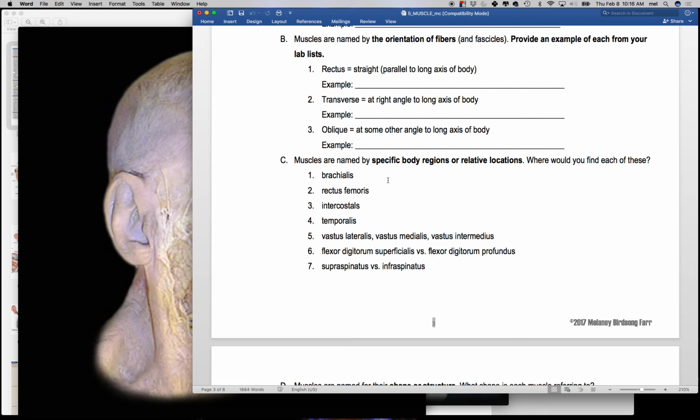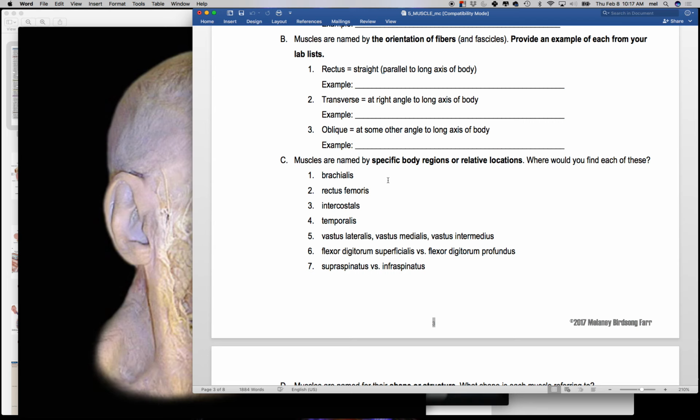If it is a muscle called the rectus femoris, you know that it's straight up and down, running over what bone? The femur, exactly, good. If they are intercostal muscles, where do you look for them? Between the ribs, which is exactly where they are, good. If it is a temporalis muscle, it overlies what bone? The temporal bone, exactly, got it? Okay.